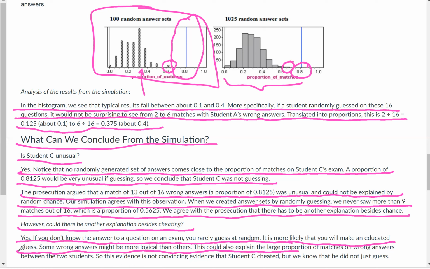This could also explain the large proportion of matches on wrong answers between the 2 students. So this evidence is not convincing evidence that student C cheated, but we know that he did not just guess. So there was something else going on there. Okay.